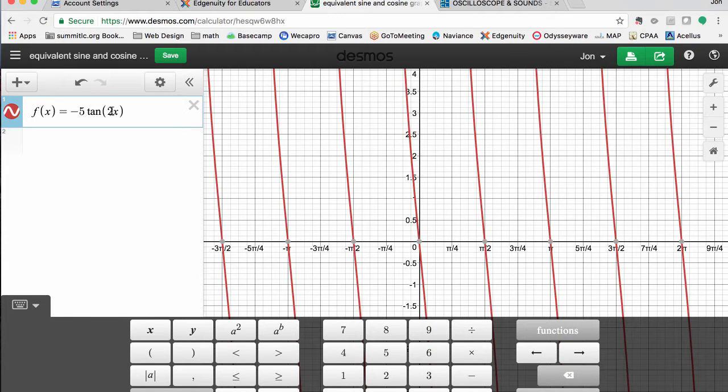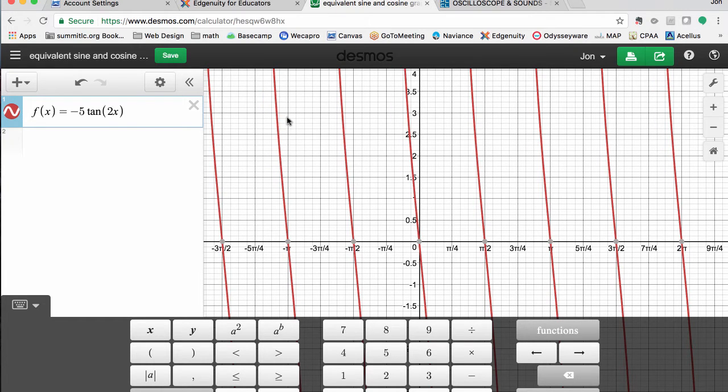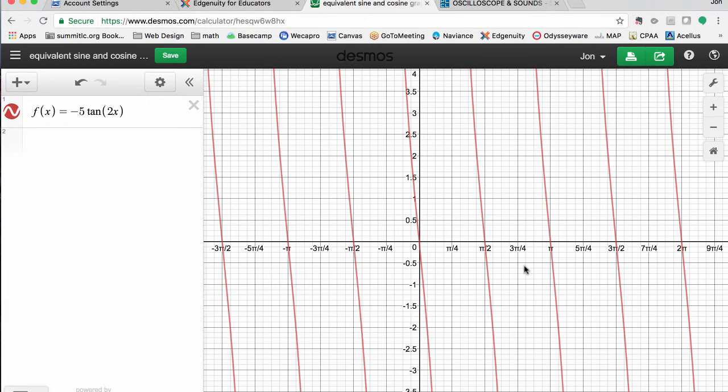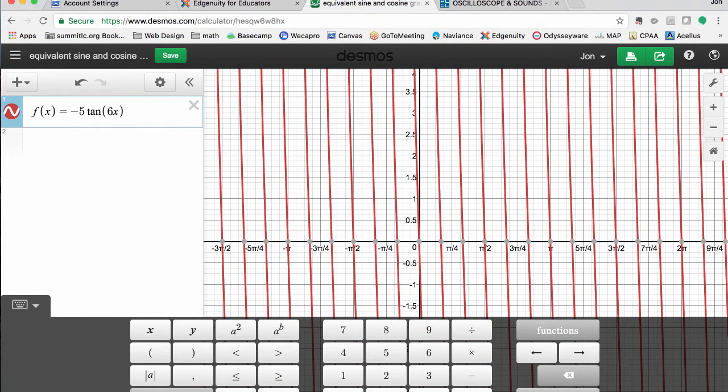If I take away the 2, now there's only half as many waves. If I add the 2 back in, it's making the frequency happen twice as fast. If I wanted to get really crazy, I could even make it like 6. Look at that. There are now 6 waves happening in that full pi cycle.